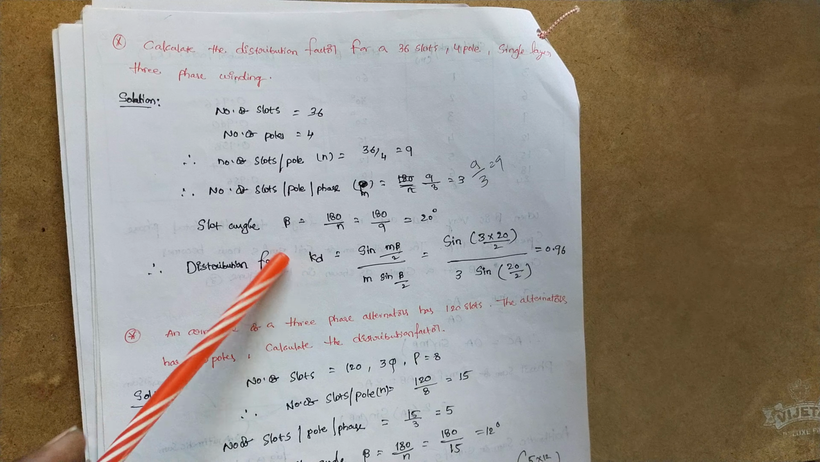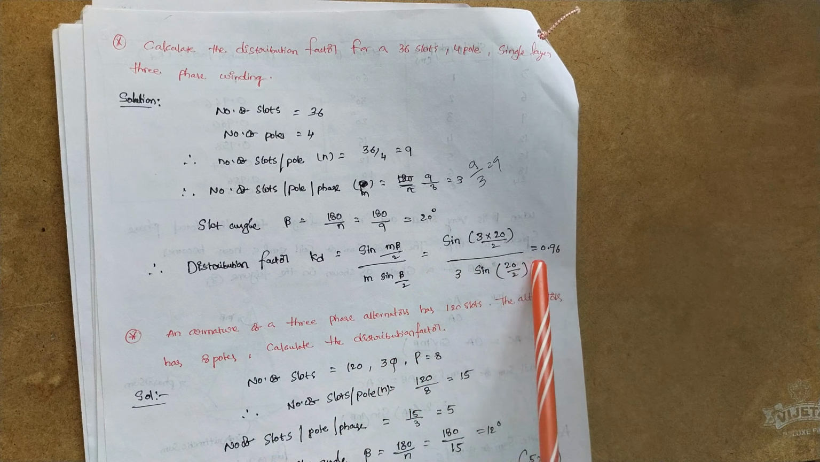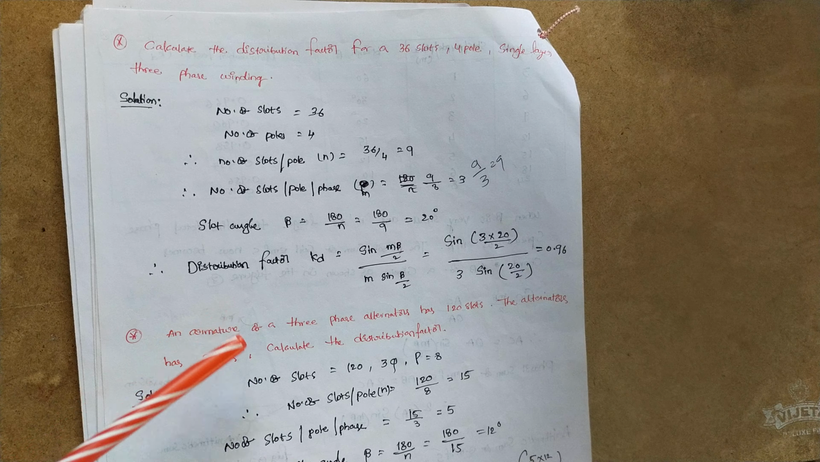Distribution factor can be calculated as sin M beta by 2 by M sin beta by 2. That is equal to 0.96 is the distribution factor. It is always less than unity.